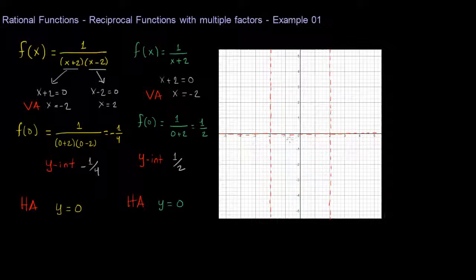Now I'm going to locate in the graph my y-intercept. This will be (0, negative 1/4). It will be around here. I'm going to mark it there. Now, how do we fill out the rest of the graph?